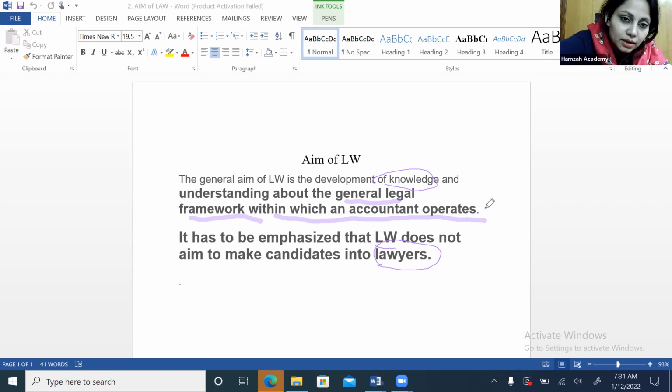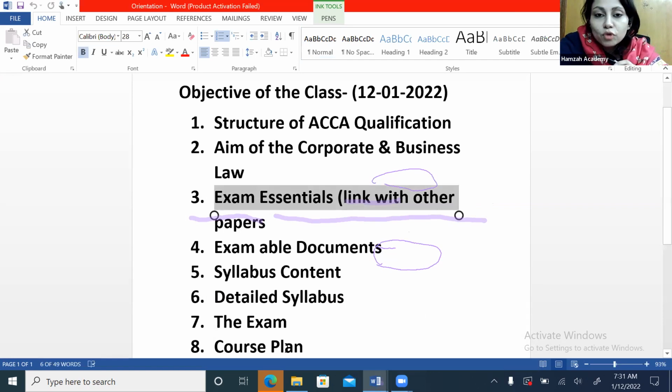Okay, the next objective of our class is exam essentials, link with the other paper.